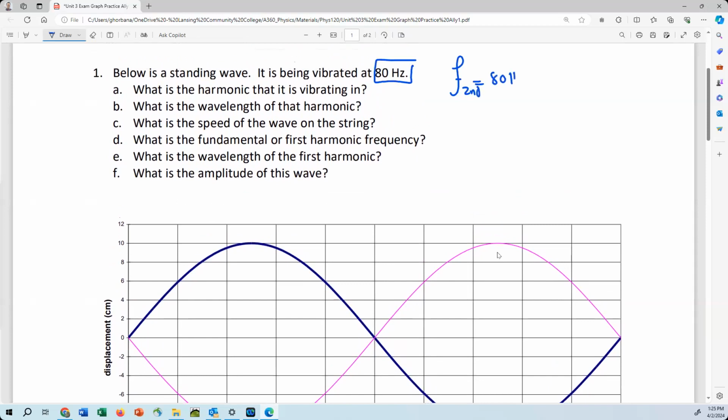Which is 80 hertz. So I may ask you, what is the frequency of the first harmonic? If you double the first harmonic frequency, you will get the second harmonic. So the first harmonic frequency was 40 hertz. How did we get this? We divided 80 by 2, which gives the fundamental frequency. But what is the harmonic that is vibrating? Number A is going to be the second harmonic, yes?